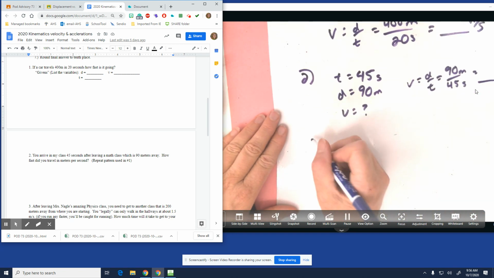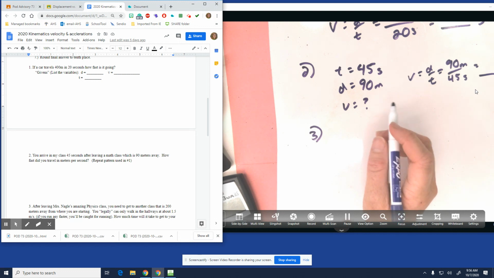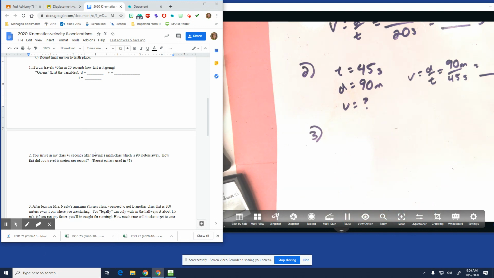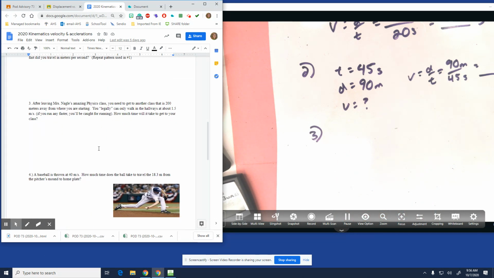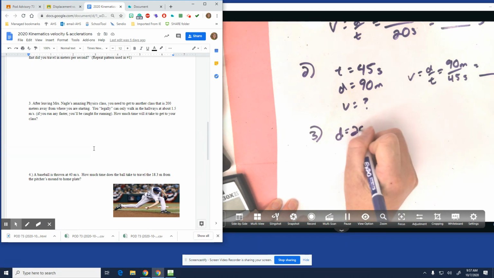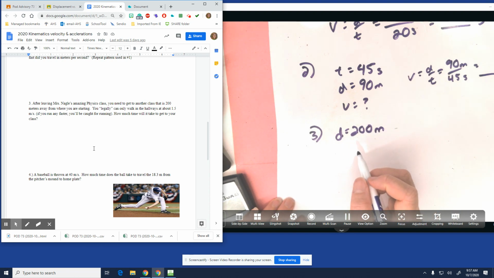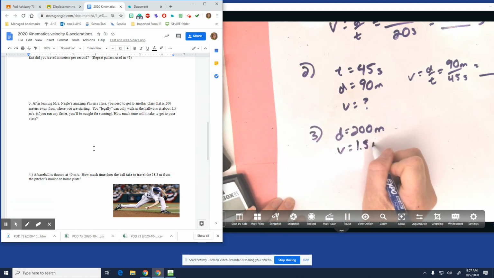All right, number three. After arriving at Mrs. Nagel's amazing physics class, you need to get to another class that is 200 meters away. So the distance is 200 meters. That's like twice a football field length. And let's see, you can only legally walk about 1.5 meters per second.